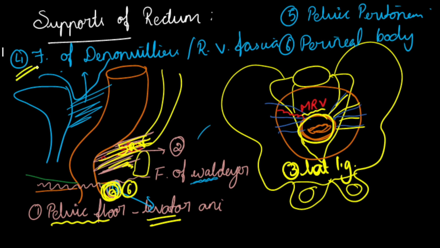And then comes the fourth major support, the fascia of Denonvilliers or rectovesical fascia. It is present in the anterior part of the rectum, and it connects the urinary bladder and the rectum, a major support here. And finally the pelvic peritoneum and the blood vessels associated with it. So here we have completed the anatomy of the rectum.